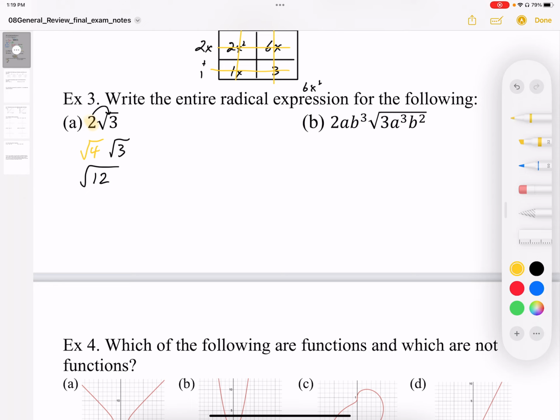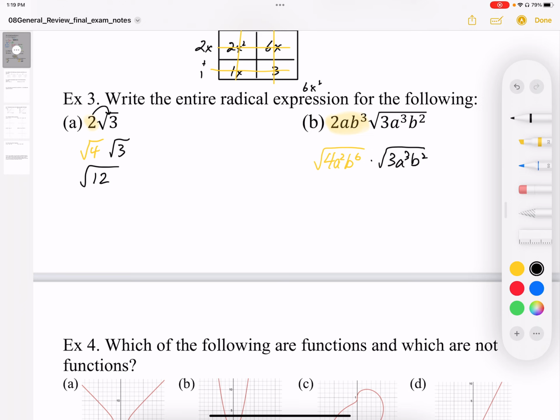Same thing here. We have this term on the outside. We can square that, so we get 4a squared b to the 6 when we square that, and that ends up in the square root. That's the same thing. And then we have 3a cubed b squared.